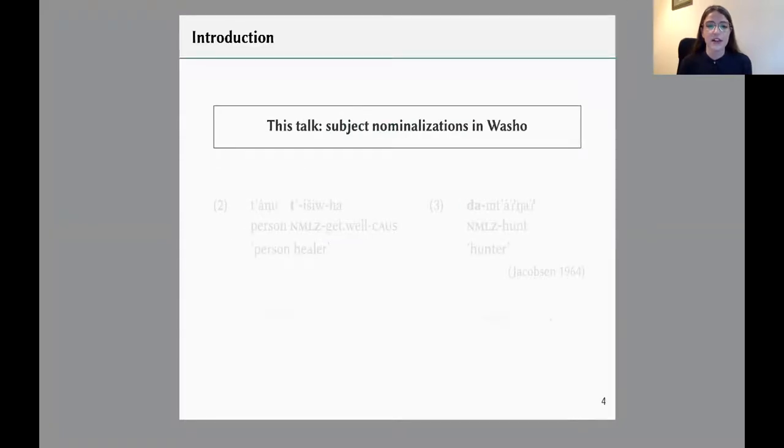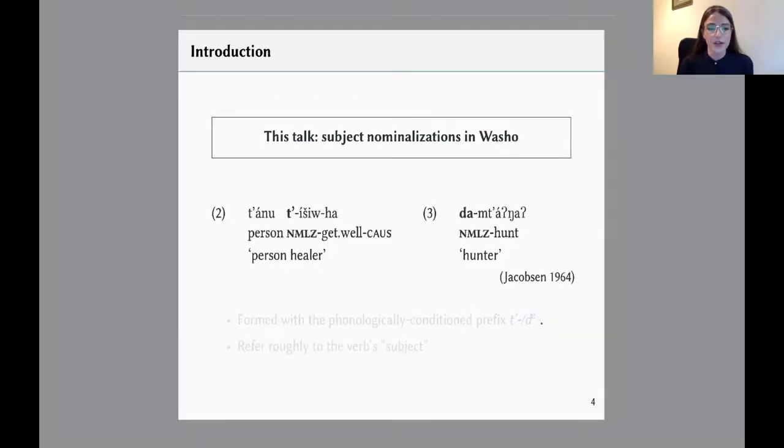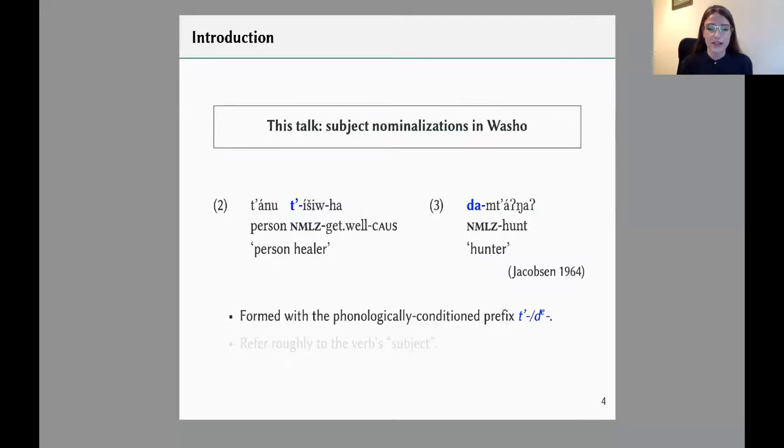Today, I'm going to focus on subject nominalizations in Washoe, which look like what you see here in 2 and 3. So in 2, we have da-nu-tishuha, person healer, and in 3, dam-danga, hunter. These are formed with the phonologically conditioned prefix ta and da, so that the da variant occurs before a vowel and the da plus vowel harmony occurs before a consonant. And as you can see, these refer roughly to the verb subject in a way that I'll make more precise as we go.